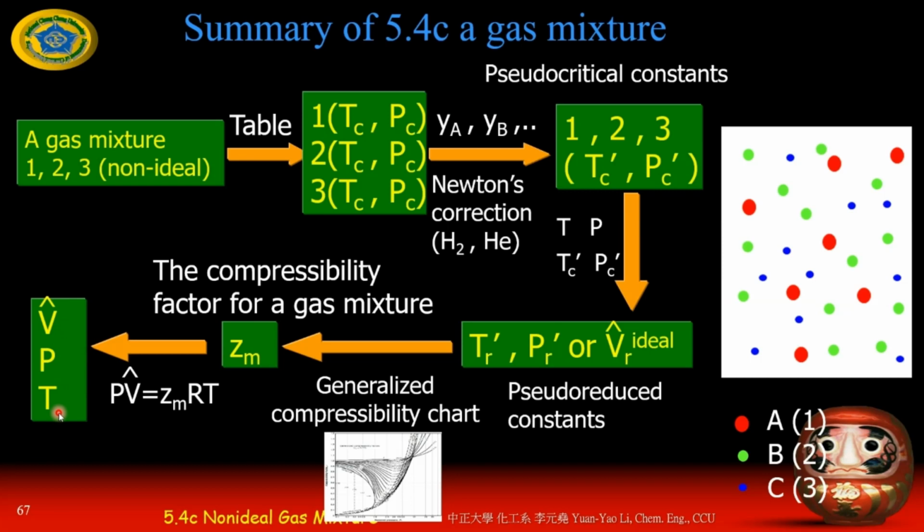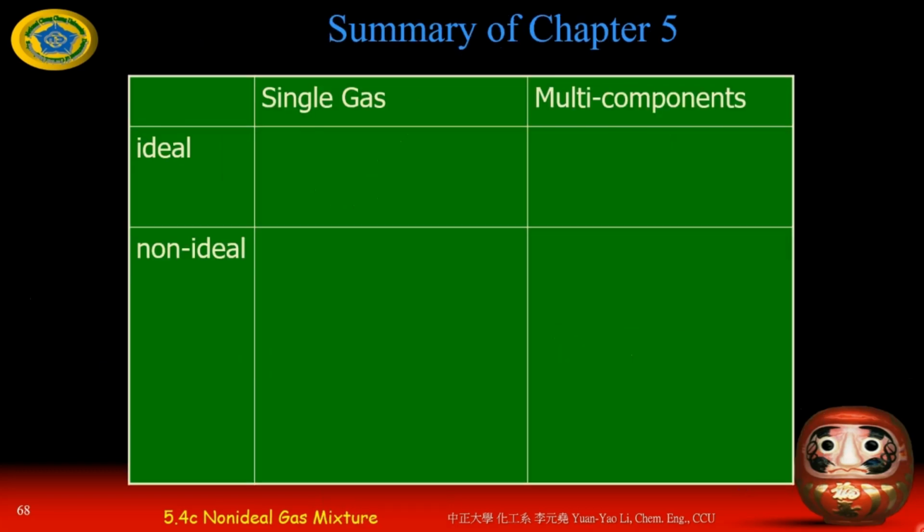This is the summary of Kay's rule for you to find the relationship between volume, pressure, and temperature. Ladies and gentlemen, important. Remember that. So, this is a summary of chapter 5. After that, we're going to move to chapter 6.